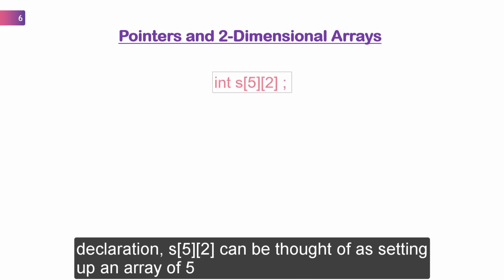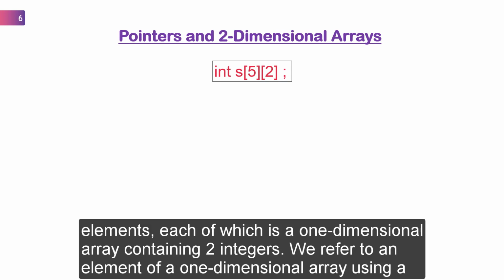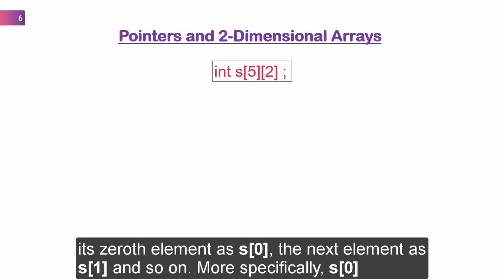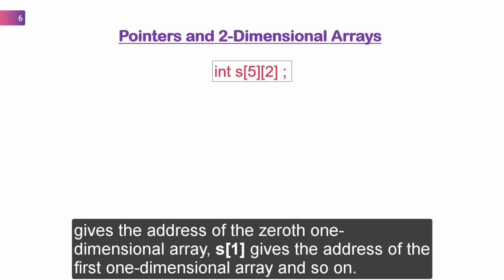Thus, the declaration s[5][2] can be thought of as setting up an array of 5 elements, each of which is a one-dimensional array containing 2 integers. We refer to an element of a one-dimensional array using a single subscript. Similarly, if we imagine s to be a one-dimensional array, then we can refer to its 0th element as s[0], the next element as s[1], and so on. More specifically, s[0] gives the address of the 0th one-dimensional array, and s[1] gives the address of the first one-dimensional array, and so on.